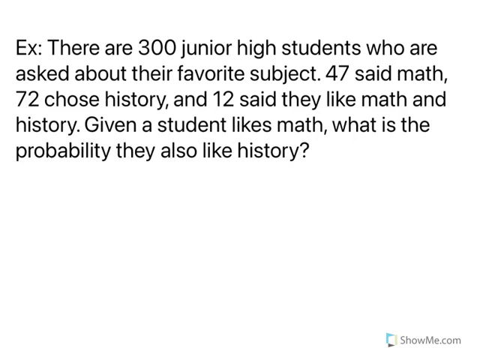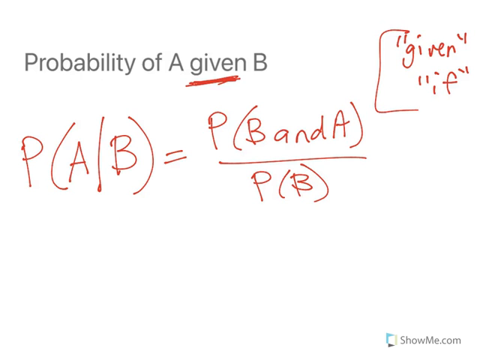I'm a big fan of writing this out. So the probability of history given they like math. Now you might say, why does this matter? In the formula, notice that it's A given B, but B and A and A and B are kind of the same, but it really depends on what you're dividing by. If it's given that we like math, then we're going to divide by the probability of math.